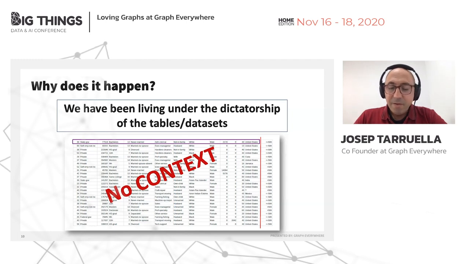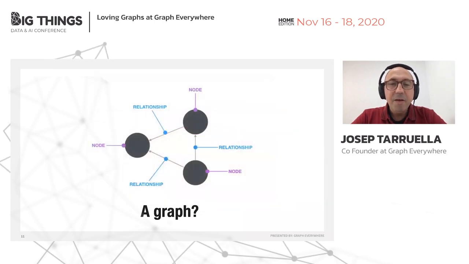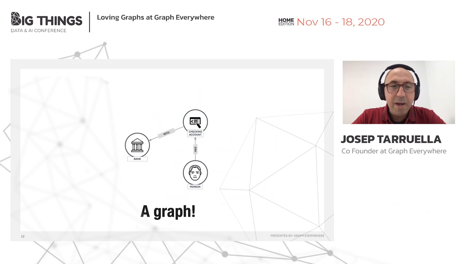What are graphs? Well, I'm sure you all know, but just in case one or two of you don't know what a graph is, don't mind. It is not necessary to know a lot about graphs to be here. This is not a graph. This is a chart. A graph is this. A graph is connected data. It's nodes and relationships. It's a way of representing reality, of representing the world. You see this, and if I give any one of you this schema, you will understand. I have a person that has a checking account in a bank.